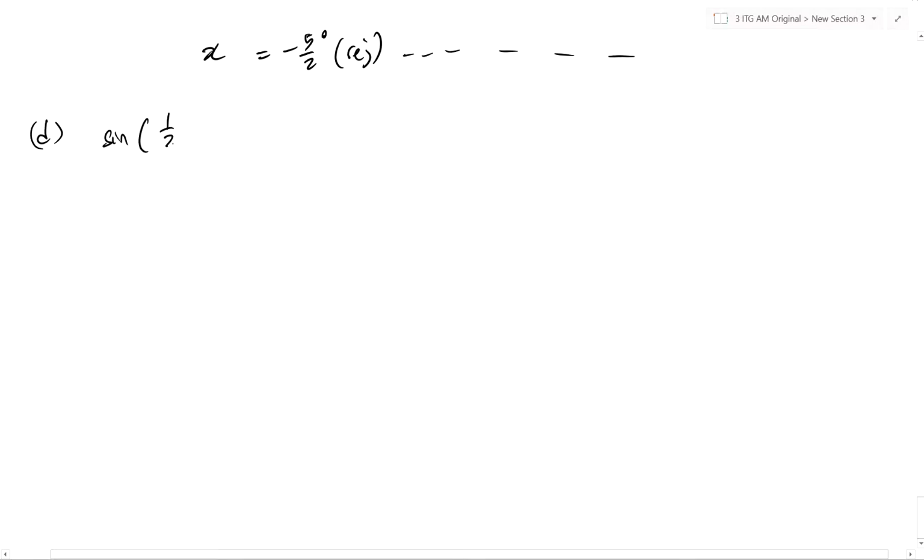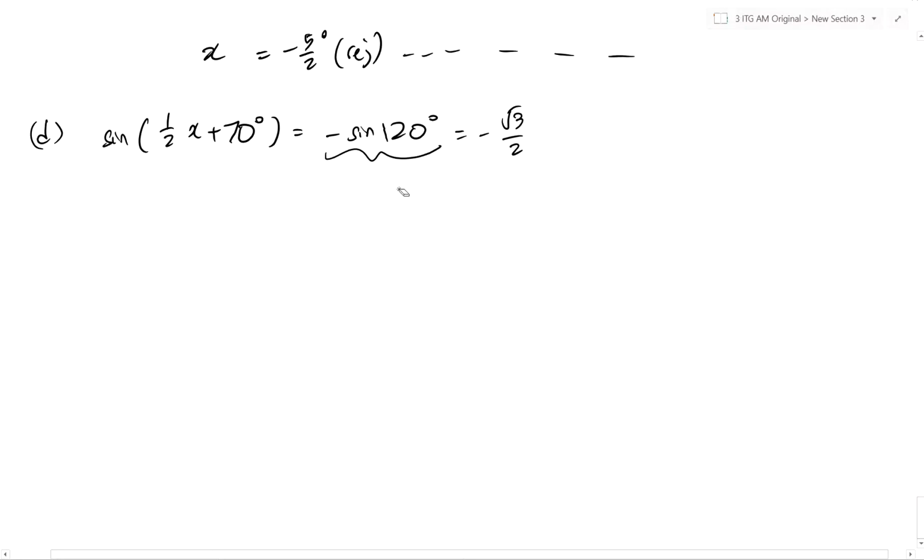Sine half x plus 70 equals negative sine 120 degrees. Okay. Is this simply a number? It's simply a number. Is it a positive or negative number? It's a negative number. Sine 120 is 0.866. Do you recognize this number? What is this number? This is square root 3 over 2. So this is negative root 3 over 2. You better have memorized it.